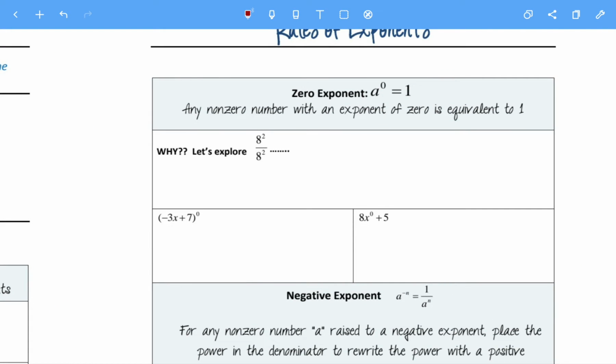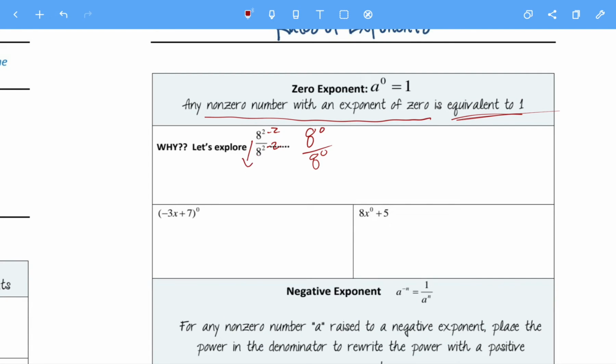And now we've got our 0 exponent. So any non-zero number with an exponent of 0 is equal to 1. So let's explore. There's a couple ways we could look at this. So I have 8 to the 2nd over 8 to the 2nd. Let's subtract 2 there. And that gives us 8 to the 0. Technically over 8 to the 0 as well. But now let's solve this a different way.